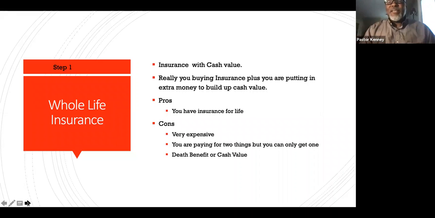Why is that? Well, the reason is because the insurance agent in a whole life policy makes 5 to 7 times more commission than an insurance agent who sells term insurance. The reason I know that is because I was a licensed insurance agent. My average term policy, I would make $300 to $500. But had I sold the whole life policy, I would have made $3,000.